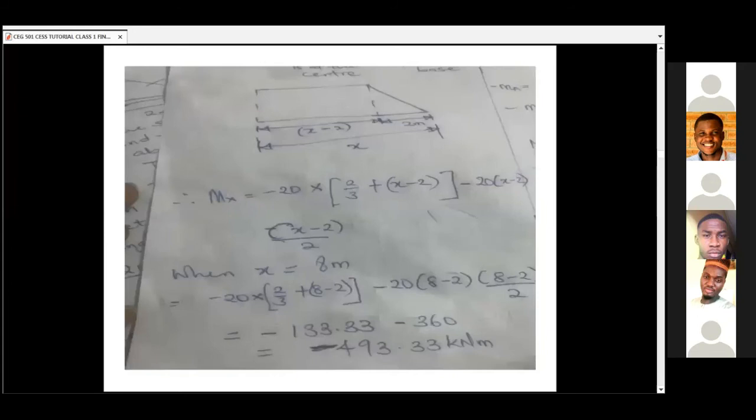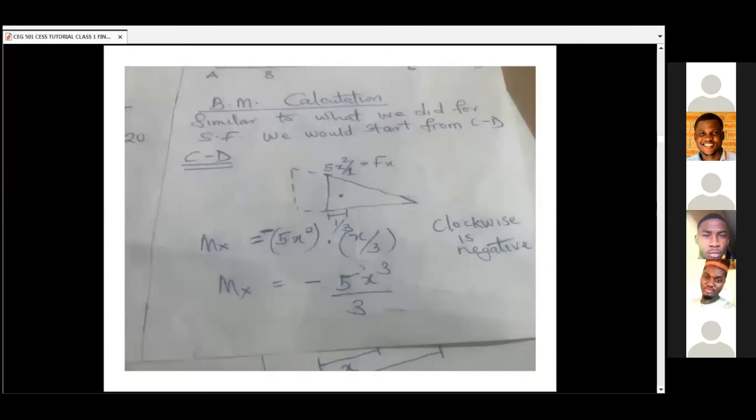Oh, okay. Then the last one, 13.33, was when we were doing AB. Okay, all right. Thank you very much. You know when we got minus 5x cubed over 3, if we put x equals 2 into that, it equals minus 5 times 8 over 3. So if you calculate, you get your 13.33. All right, thanks.